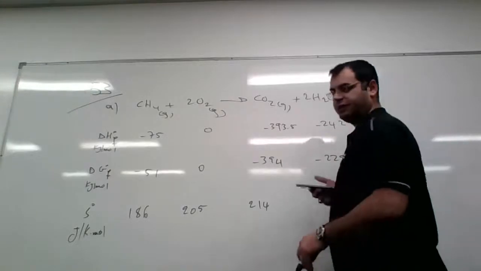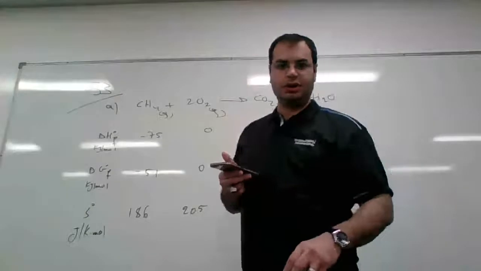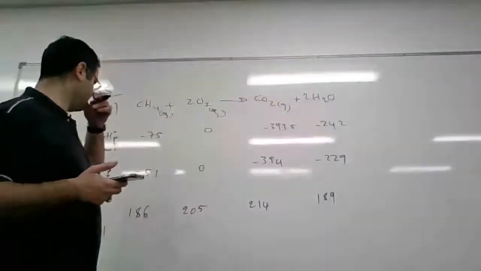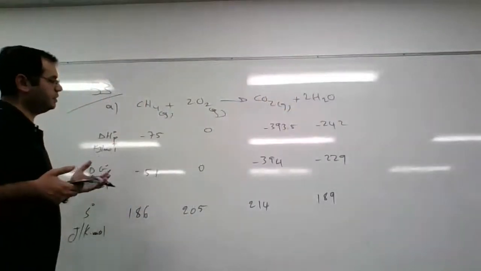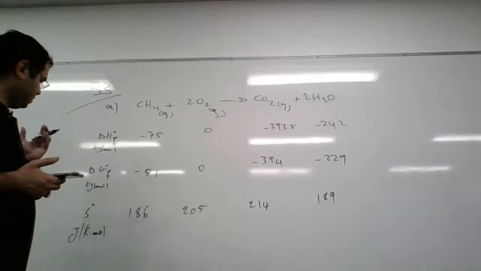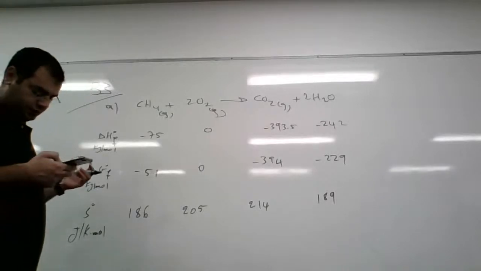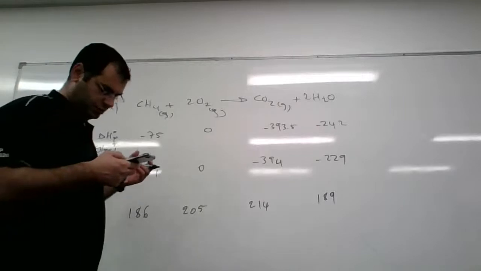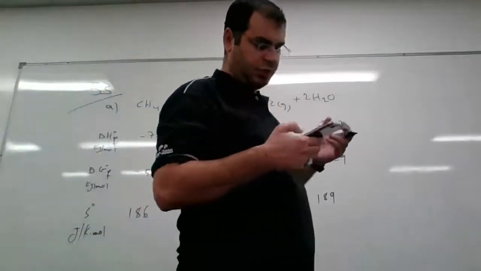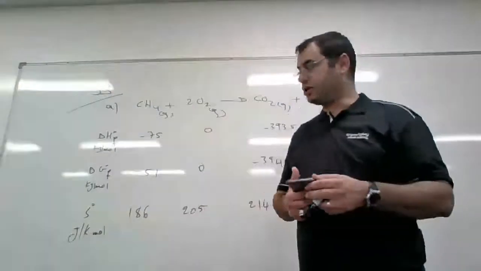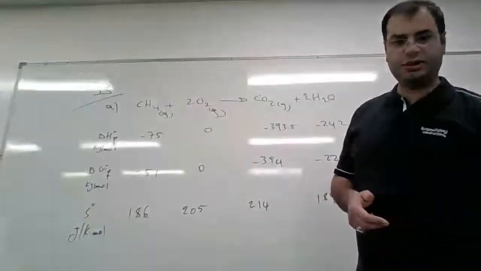Of course, these values are from the appendix. Okay guys, I gave you all the values for this exercise. What you need to calculate is the delta H for the reaction, standard, delta G standard, and S standard. You can start working. Of course, you know what you are looking at.